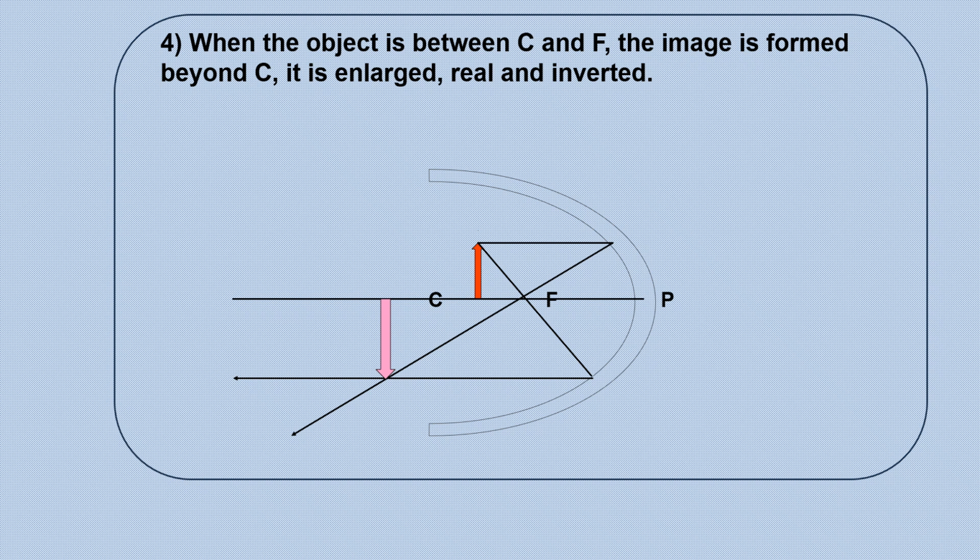In the fourth one, when the object is between C, the center of curvature, and F, the image formed is beyond C. The position of the image is beyond the center of curvature. The nature and size of the image here is real, inverted and magnified. It is enlarged in size when compared to the object.